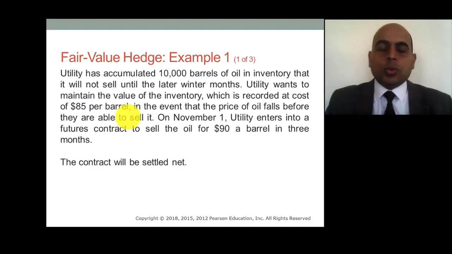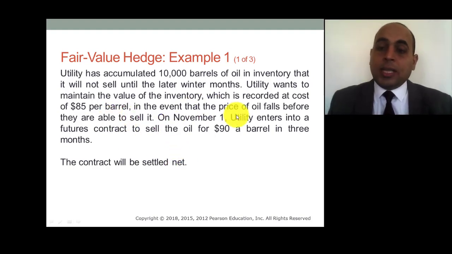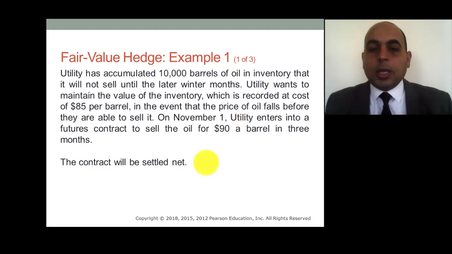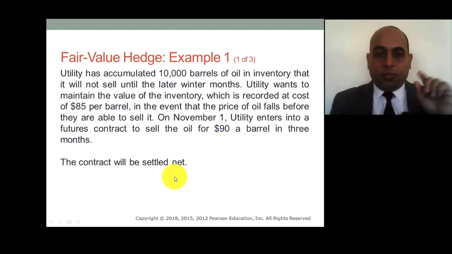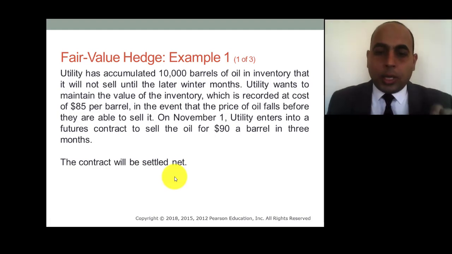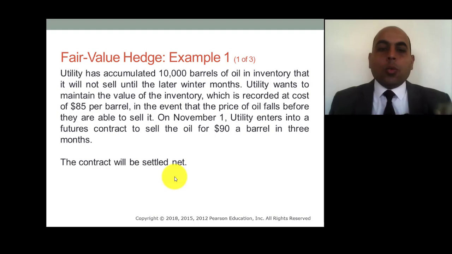So we entered into a hedge contract on November 1st. Utility enters into future contract to sell the oil for $90 a barrel in 3 months. The contract will be settled net. Here on November 1st, we entered into forward contract to protect ourselves against the falling of the prices of oil. We entered into forward contract to sell our inventory by $90.